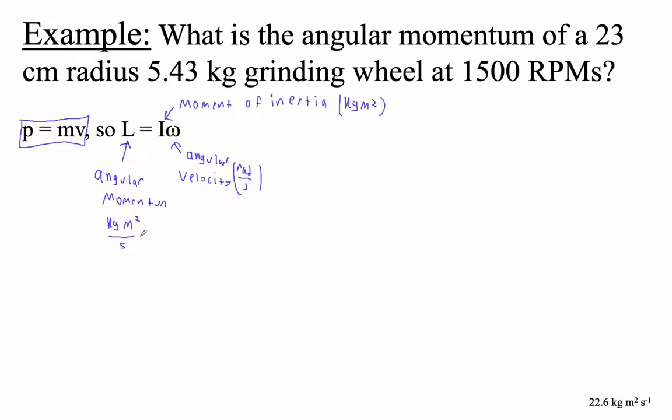I suppose you could throw radians in the top. Remember, radians really aren't there. But you know, it's always nice to say that, right? So angular momentum is kilogram meters squared per second, okay?